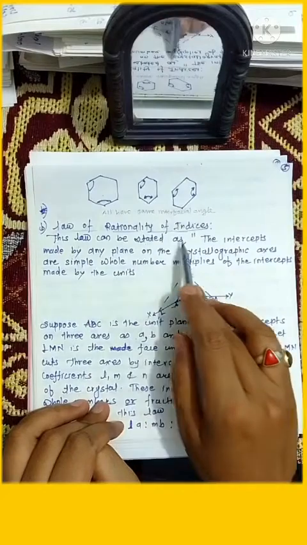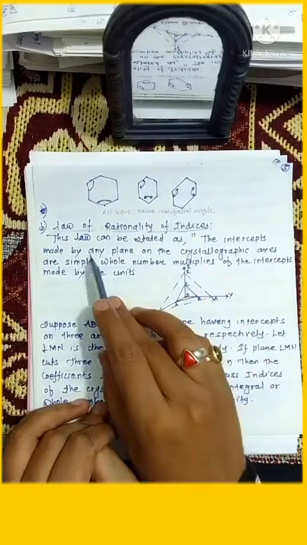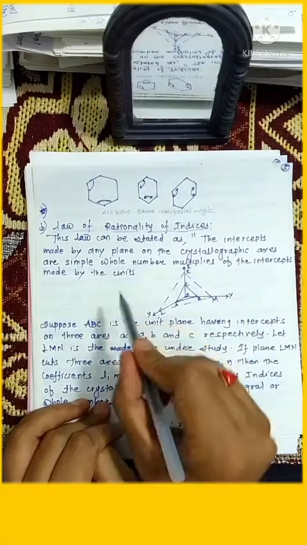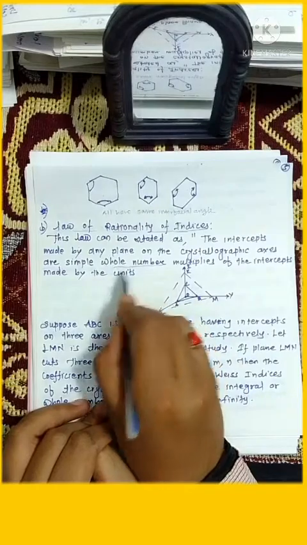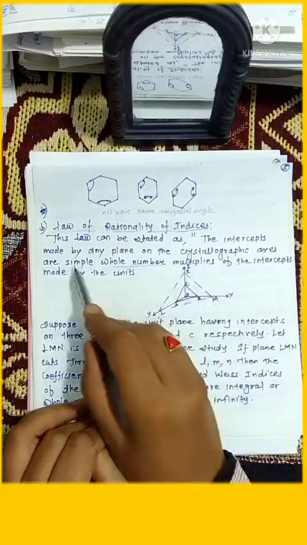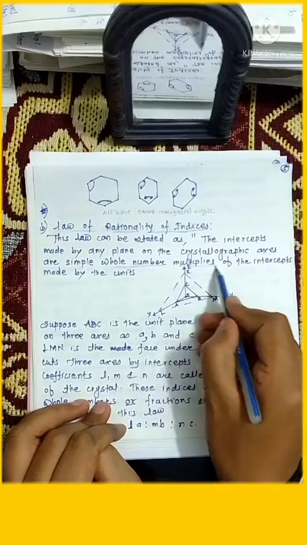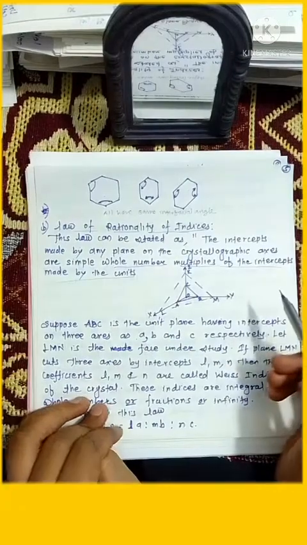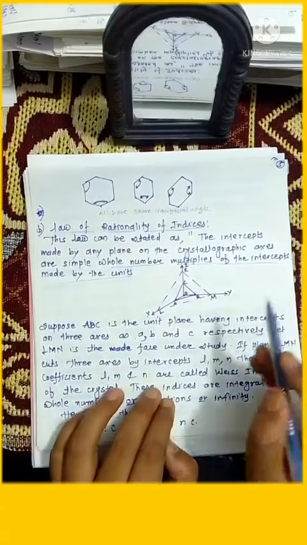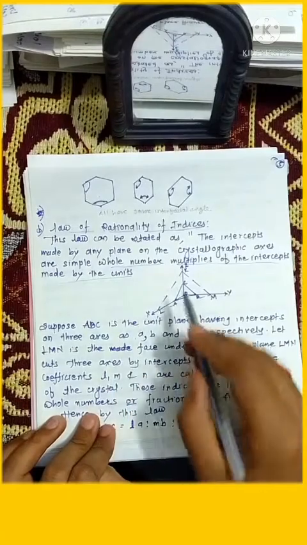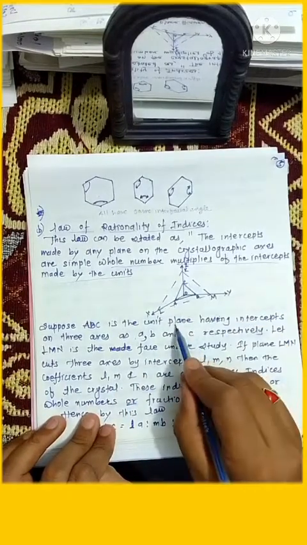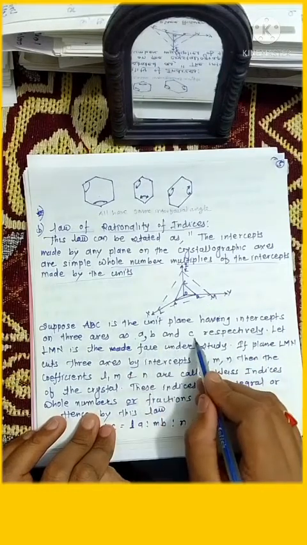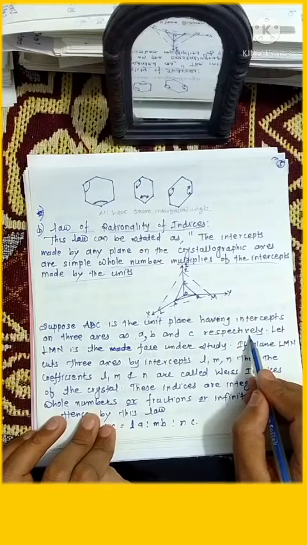So this law can be stated as: the intercepts made by any plane on crystallographic axes are simple whole number multiples of the intercepts made by the unit plane. It is important. So just see in this diagram. Suppose ABC is a unit plane having intercepts on the axes A, B and C respectively.